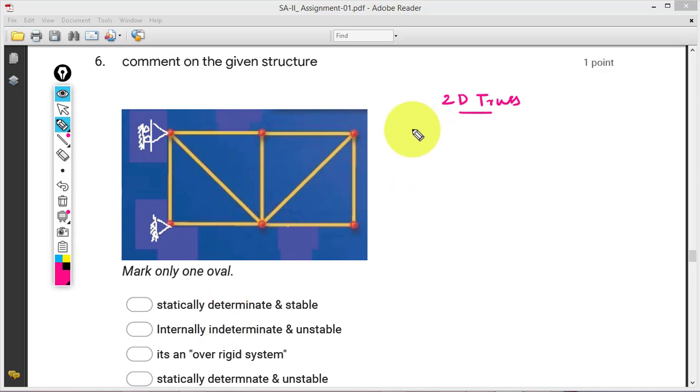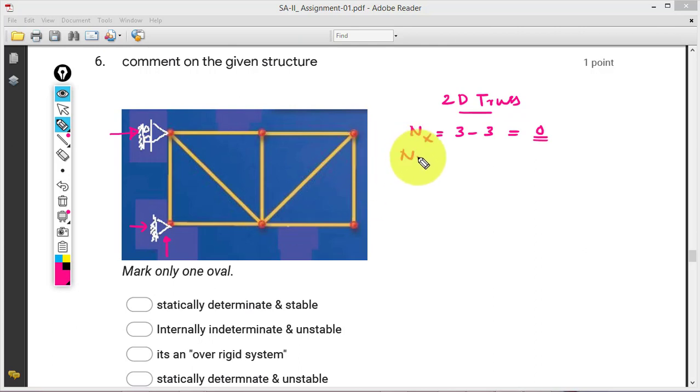So the procedure: first we look at the external condition. External static indeterminacy: here we have a pin support with 2 reactions, and here we have a roller support, and a roller support always has one reaction perpendicular to the surface. So 3 minus 3, external indeterminacy is 0, and externally this truss is stable also.